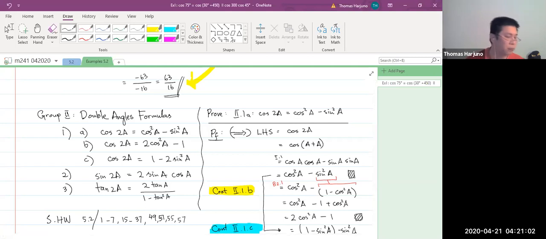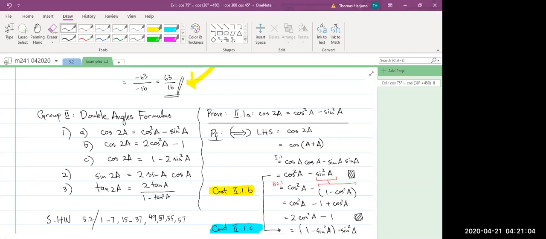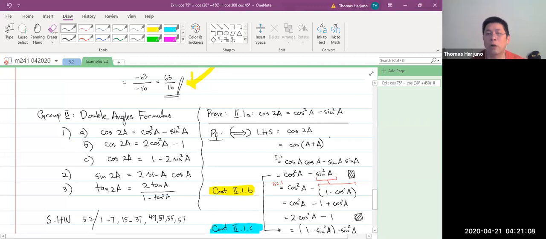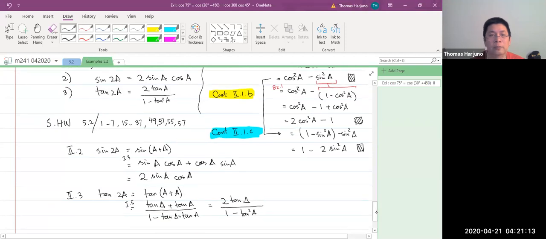Okay, that's for 5.2. Can you scroll down a little bit, please? Scroll down. Oh, okay. Give me a second. Like this. Okay.